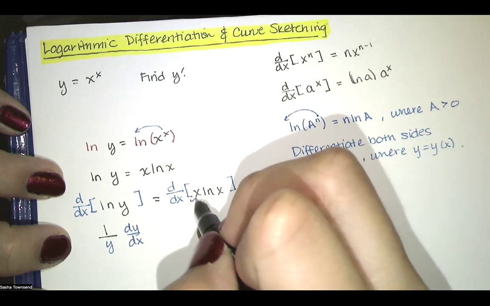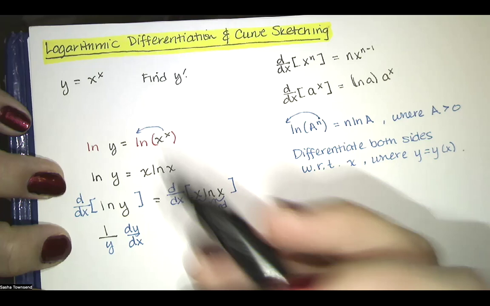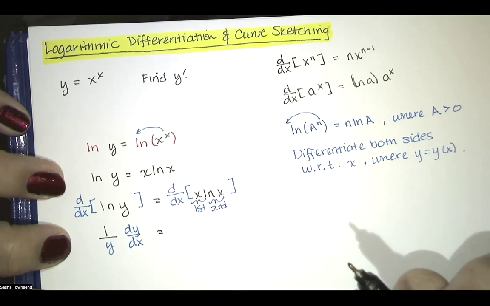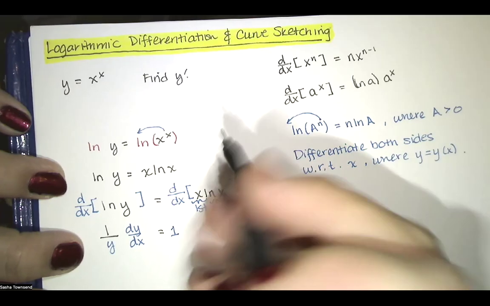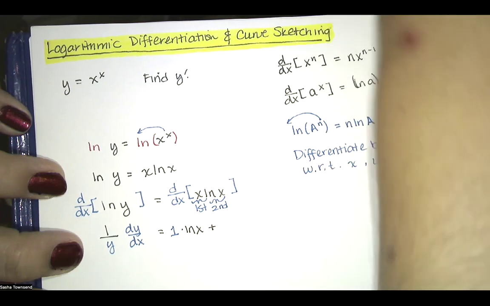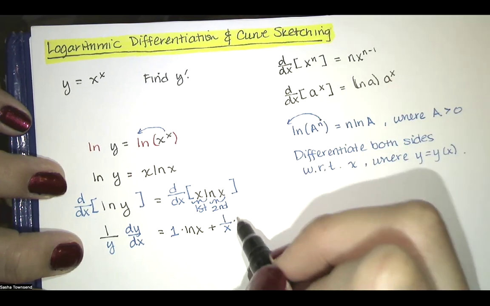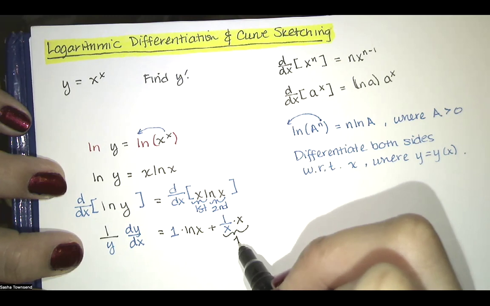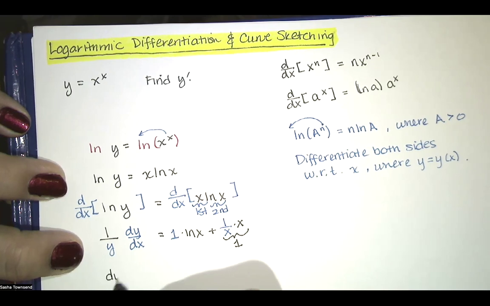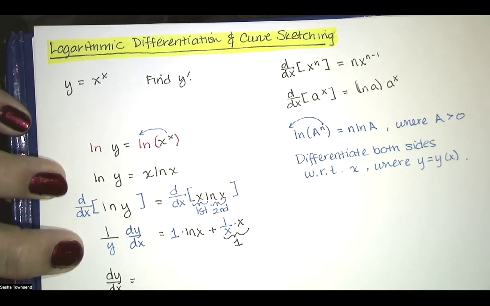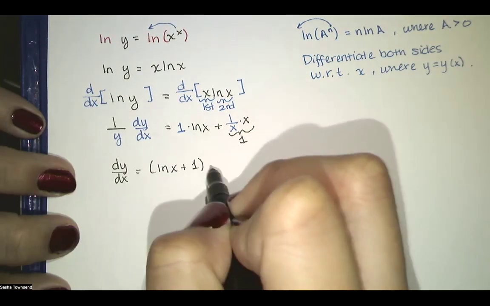And then on the right hand side, we've got a first function and a second function. The derivative of that product requires a product rule. We'll get the derivative of the first times the second undifferentiated, plus the derivative of the second, which is 1 over x, times the first. And of course, 1 over x times x is just a 1. So we can solve this for dy dx by multiplying both sides by y. And so we'll have dy dx equals natural log of x plus 1 times y.